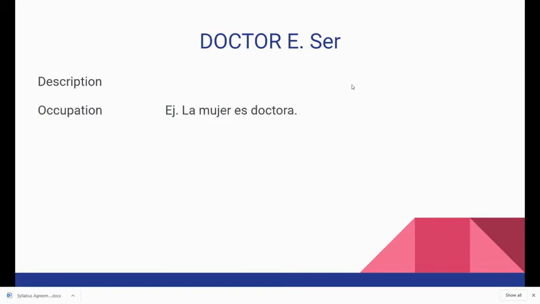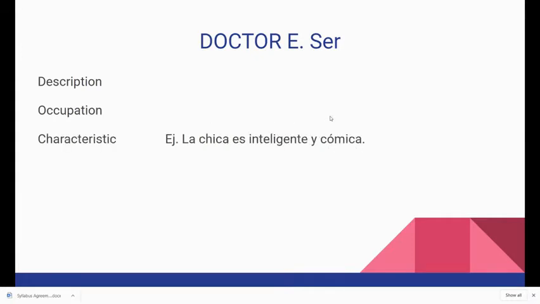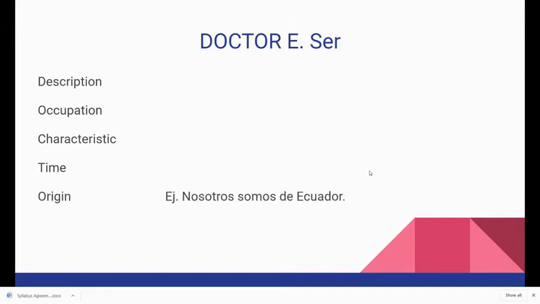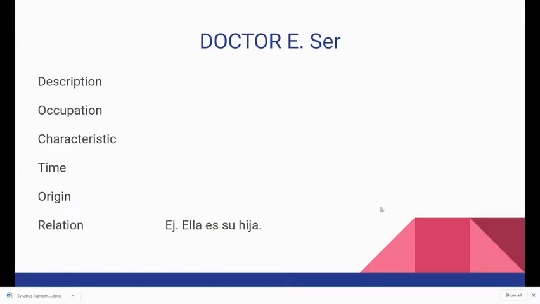O stands for occupation. La mujer es doctora, so the woman is a doctor, or ustedes son estudiantes. Characteristic is what C stands for. La chica es inteligente y cómica. T stands for time. So here we have a sentence that includes time. Son las 2:30 de la tarde. O, the second O here, stands for origin. Nosotros somos de Ecuador. We are from Ecuador. It's our origin, the place we are from.